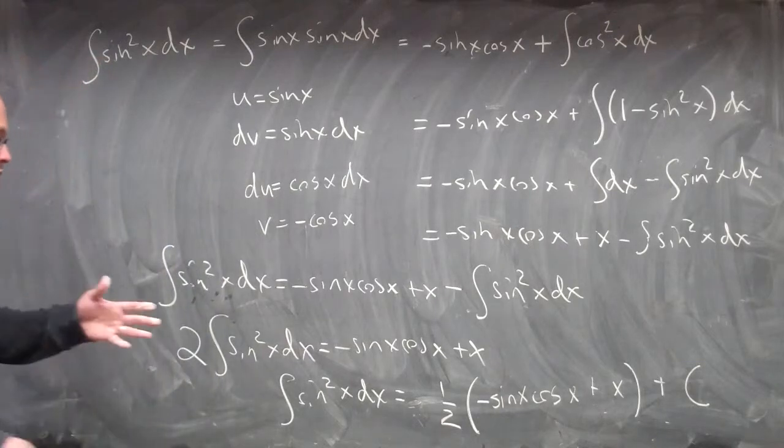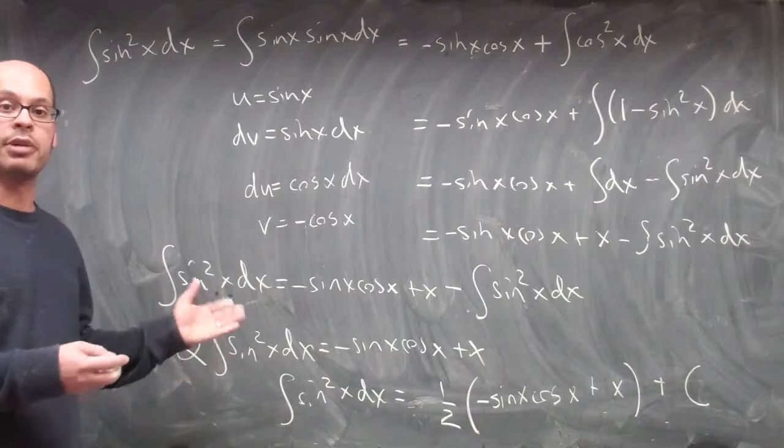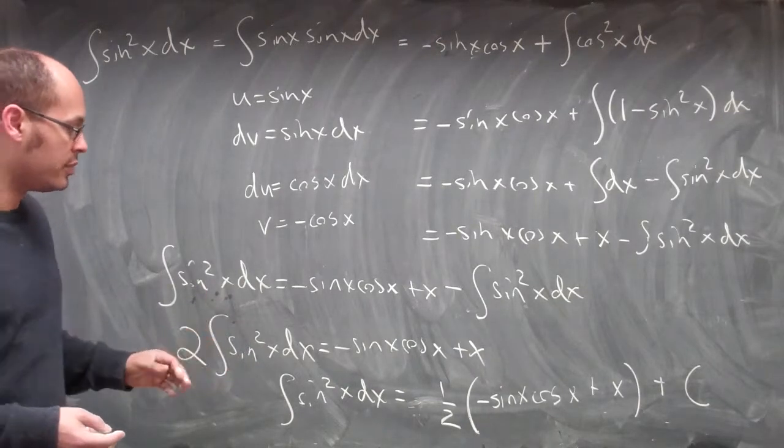Now, this answer looks different than the one that we got previously using the trig identity, but actually it's the same if you use the double angle formula. You can show that these are the same answer.